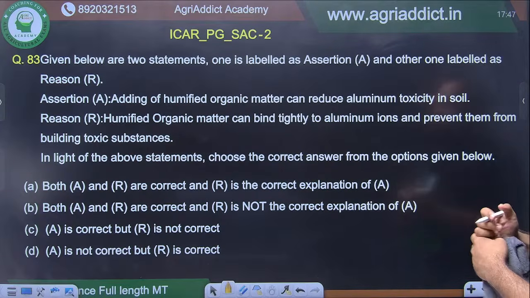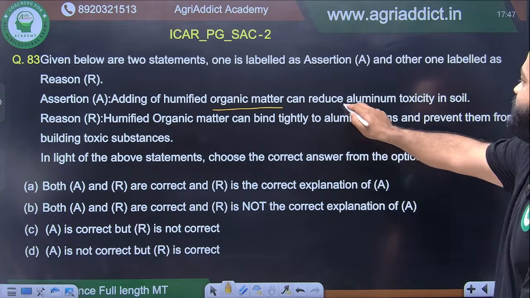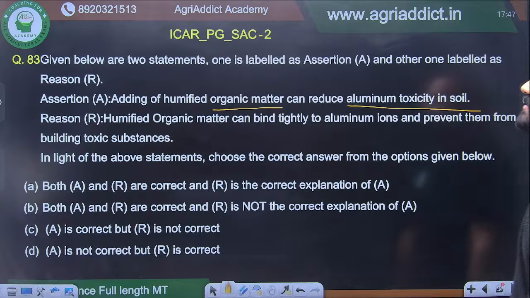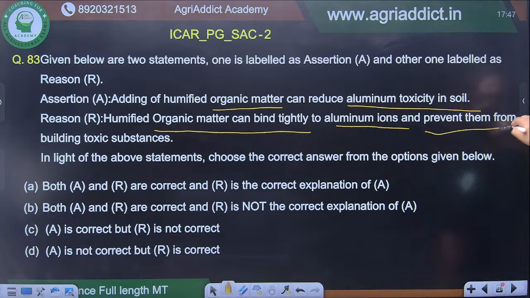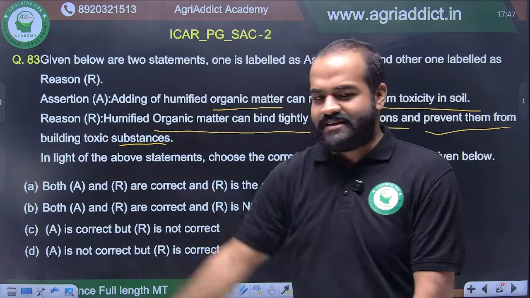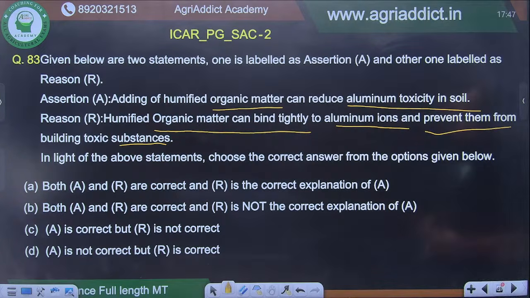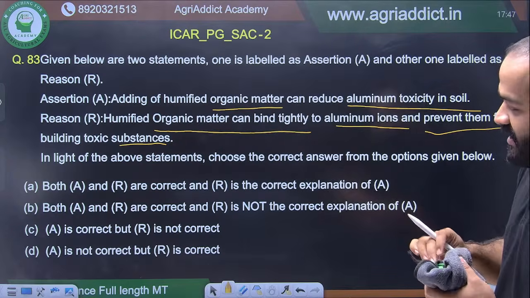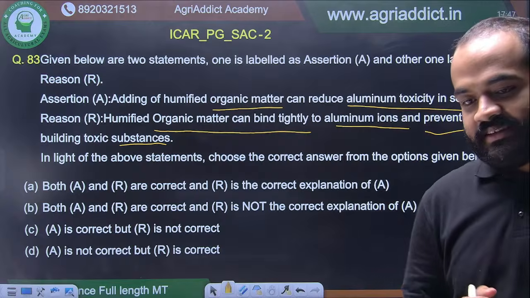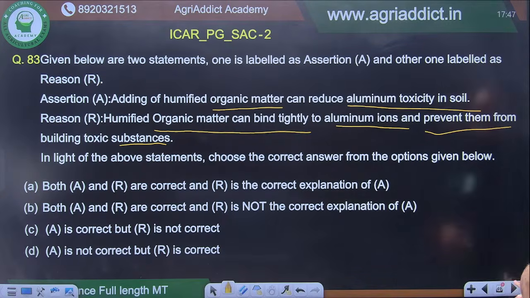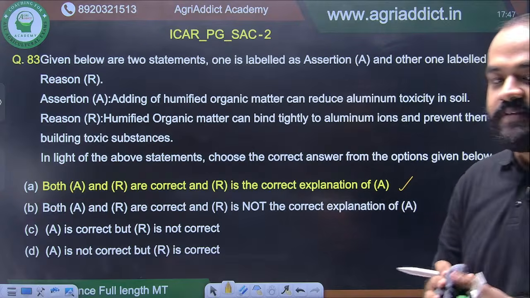Another assertion reason, adding of humified organic matter can reduce aluminum toxicity in soil. Very nice assertion. The reason is humified organic matter can bind tightly to aluminum ions and prevent them from building toxic substances. This is a very easy one. इतना easy पेपर में आएगा नहीं है ना. We are just making you practice the assertion and reason, but it will be a bit more difficult है ना. So yes, all of you are correct. It is of course option A. Assertion is correct and R is the correct explanation of A.